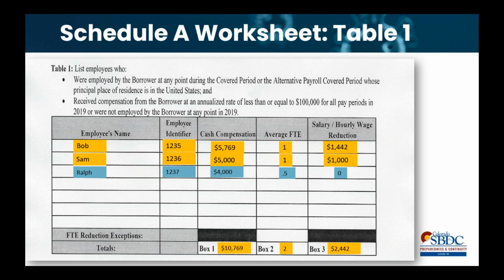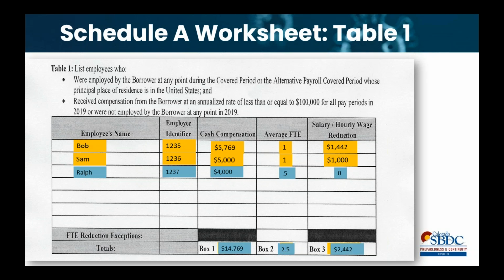Notice that the wage reduction amount for Ralph is 0. That is because we did not reduce his hourly wage, just his hours. We may incur a loss in forgiveness for Ralph since we reduced his hours, but that will come in the form of an FTE reduction, not a wage reduction. Our new totals can now be shown.